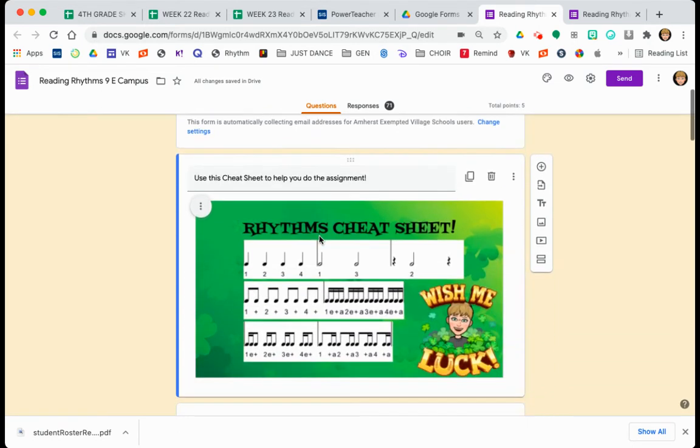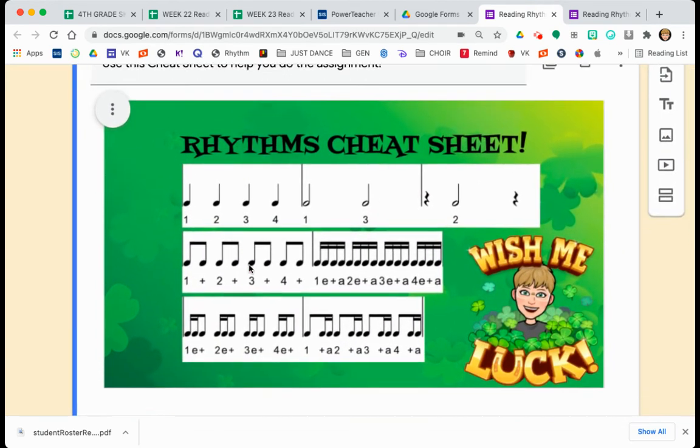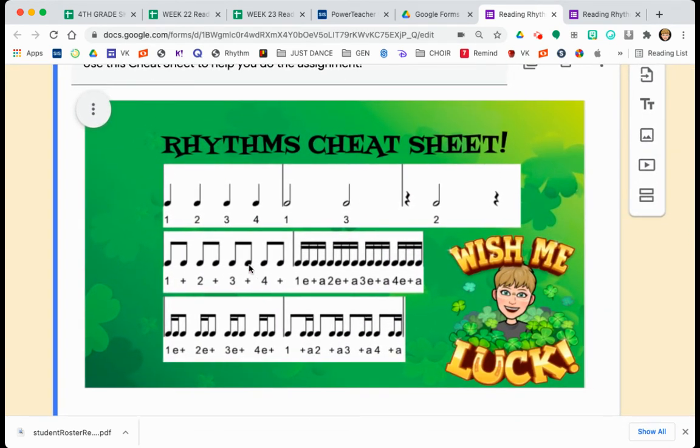There is a cheat sheet at the very top of this that gives you all of the information you need to complete this. The biggest mistake that I see students making is that they are confusing one E and with one anda. These are one E and, two E and, three E and, four E and. Two 16th notes followed by an eighth note is one E and. An eighth note followed by two 16th notes, and I can tell this is an eighth note because it has only one bar at the top, is one anda, two anda, three anda, four anda.